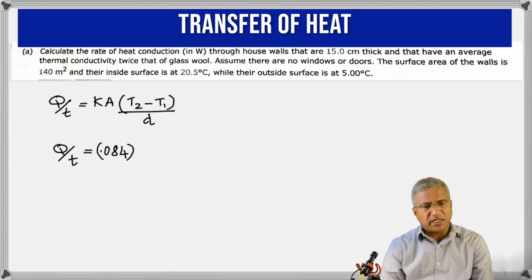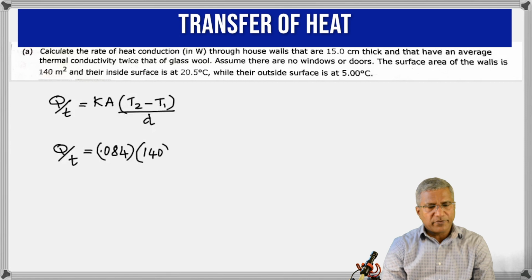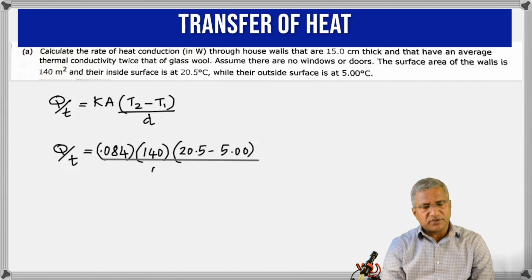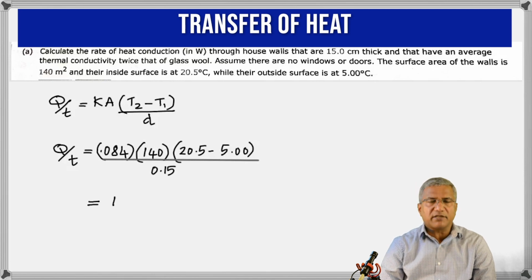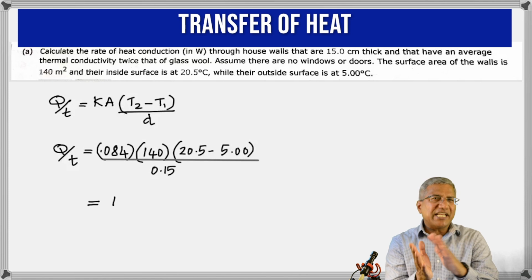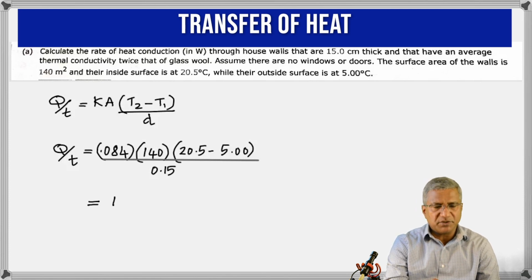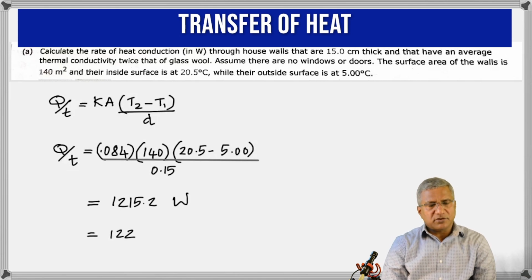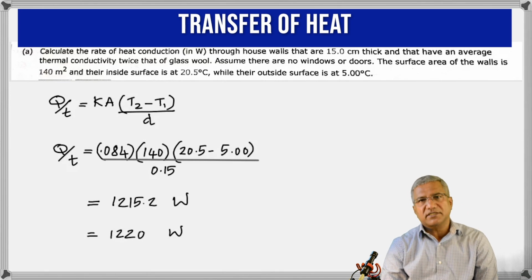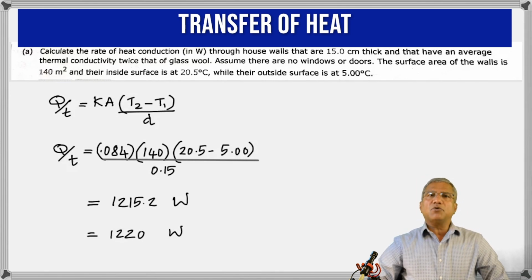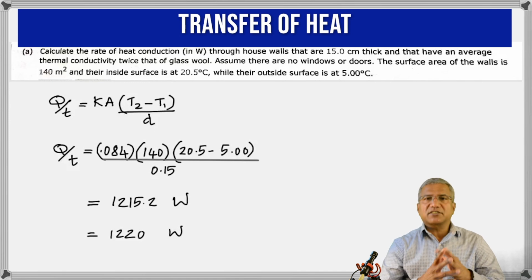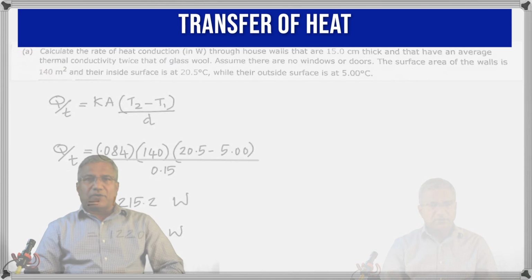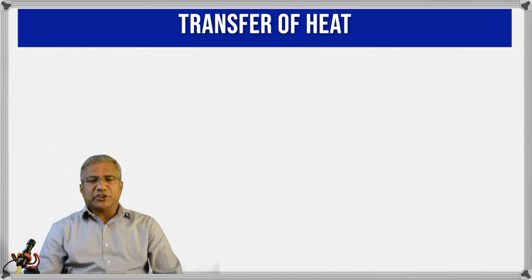So when you substitute all that, you get 0.084 times 140, that's the area. And then you have T2 minus T1. Oh, why didn't I change into Kelvin? Because it's in Celsius, change will be the same, right? Okay, change will be the same. So that's why I kept it in Celsius. When you do that, you get 1215.2. Considering sig figs, it's going to be 1220 watts. So that's how you do that problem. 1220 watts.